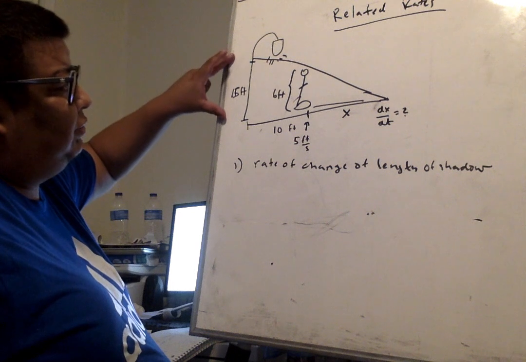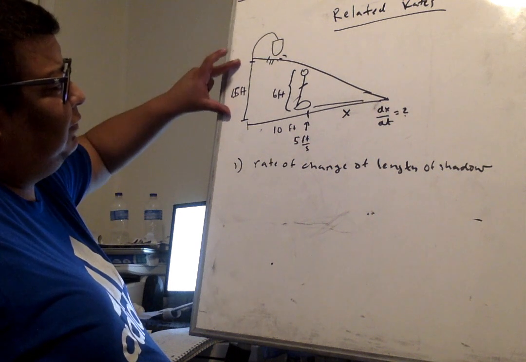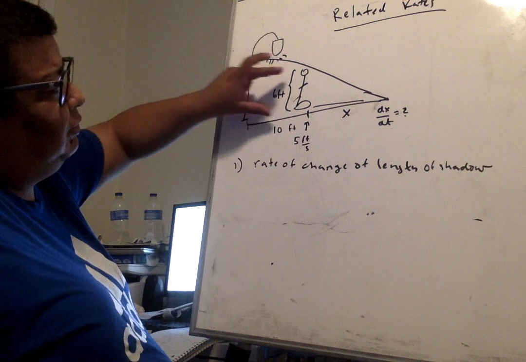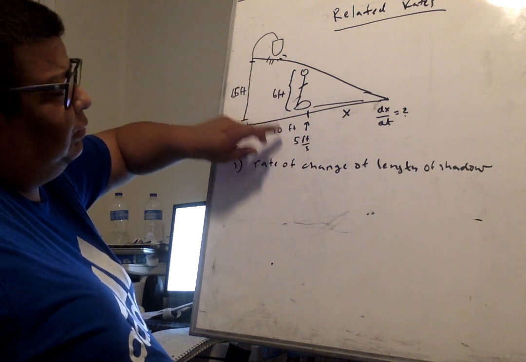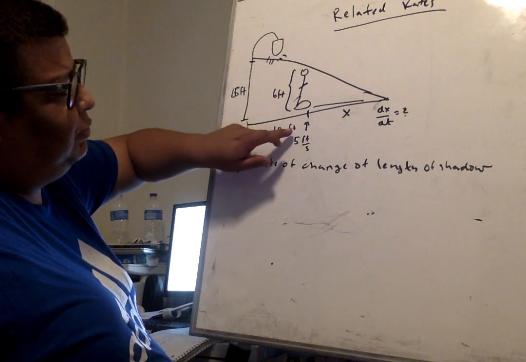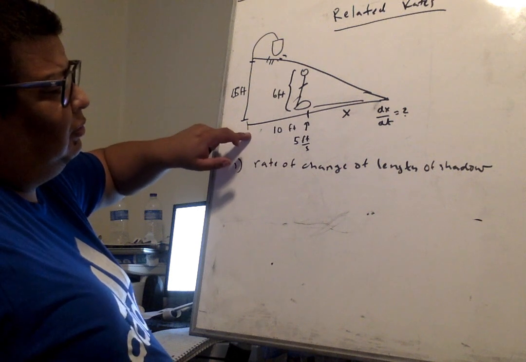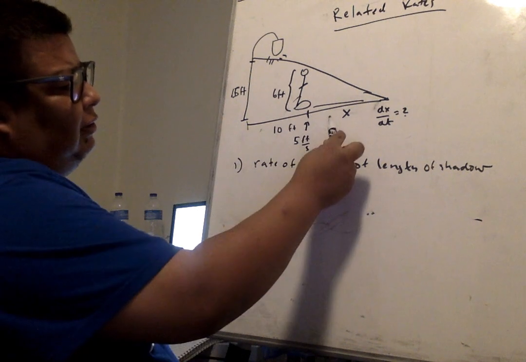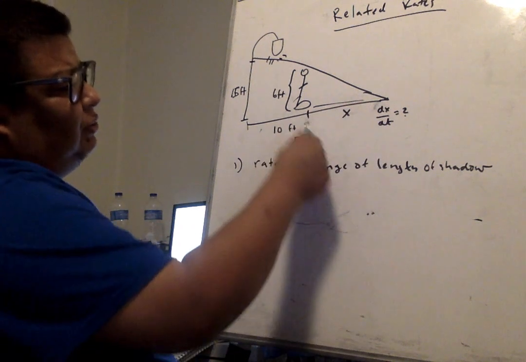In this video I'm going to talk to you about related rates and give you this exercise. There is a lamp that is 15 feet above the ground. A person is walking away from the lamp at a rate of 5 feet per second, and right now the person is at a distance of 10 feet away from the light. There is a shadow here from the person.